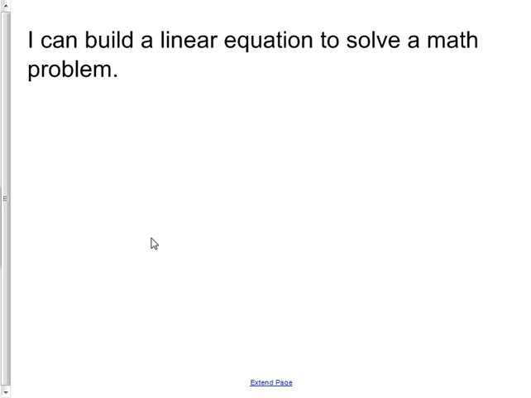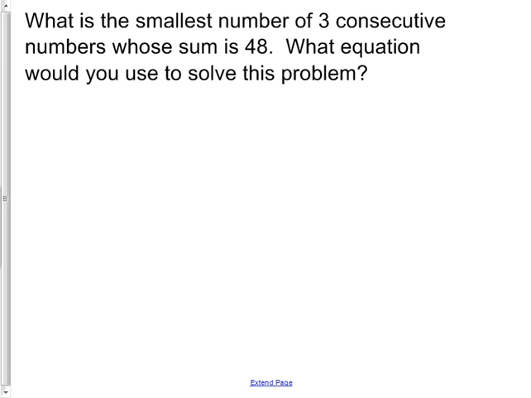Okay, so you need to be able to build an equation to solve a lot of different math problems. What if we have a situation where it talks about three consecutive numbers that add up to a number? Well, a lot of times it would ask you what the smallest number is or name all three numbers. In this one, it's just what's the smallest number of three consecutive numbers whose sum is 48. Sum is talking about what?